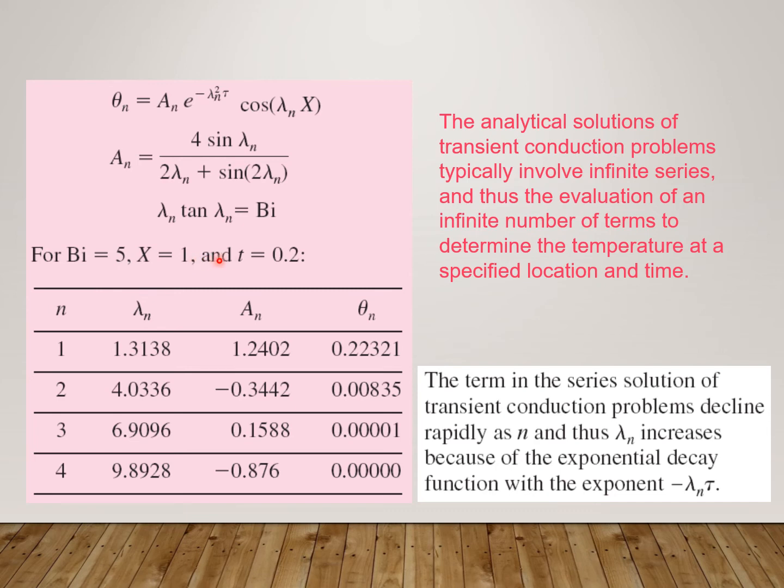For Biot number, x1 and t0, a table is plotted. You all can see the values of the table. The analytical solution of the transient conduction problem typically involves an infinite series, and thus the evaluation of an infinite number of terms is needed to determine the temperature at a specific point. This is common, all the students can solve this, because we have learned infinite series in the arithmetic progression and geometric progression chapters. The terms in the series solution of the transient conduction problem decline rapidly as n, and thus lambda n, increases because of the exponential decay function with the exponent of minus lambda n square tau.